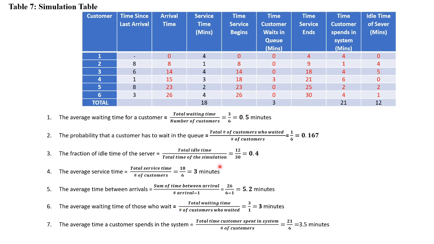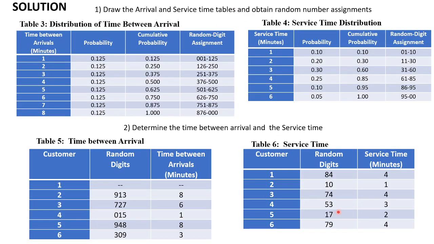Then the next column is the arrival time, which we will have to calculate from the simulation table. The next one is the service time, in minutes. And the service time is over here. That one we have on this table here, so that one we have determined. We have 6 customers, and the service time is here.